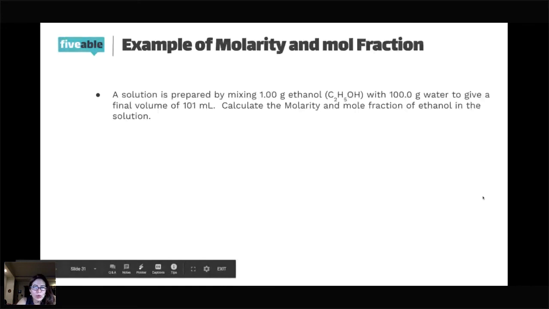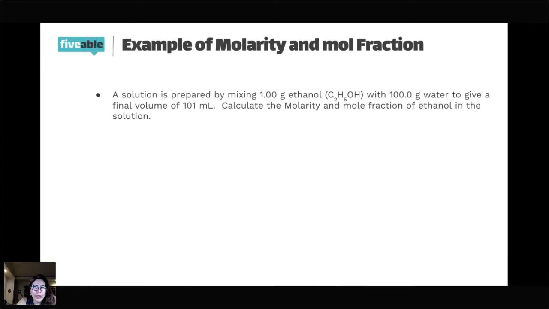Okay, now we're going to do another example where we do both molarity and mole fraction. So this is the problem. A solution is prepared by mixing 1 gram of ethanol with 100 grams of water to give a final volume of 101 milliliters. Calculate the molarity and mole fraction of ethanol in the solution.